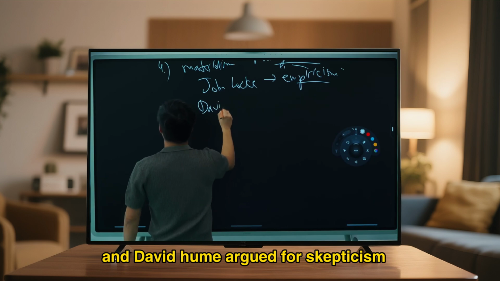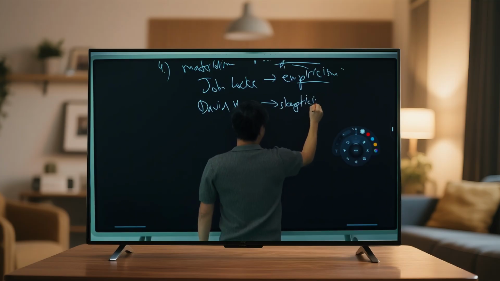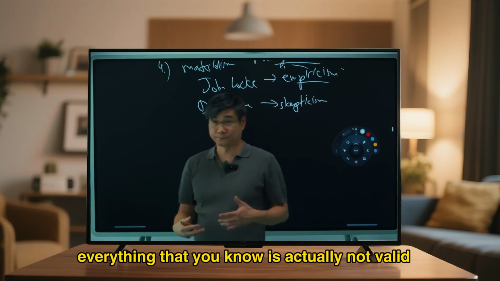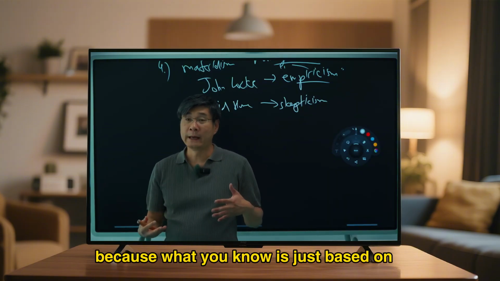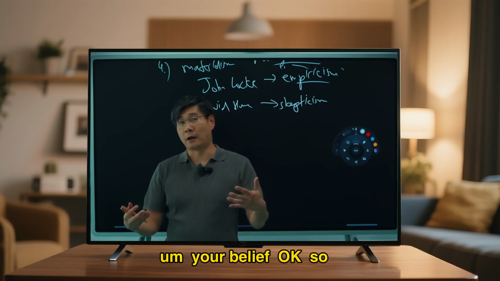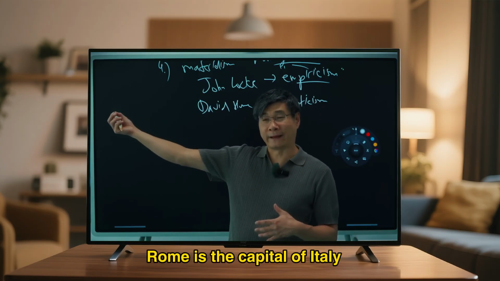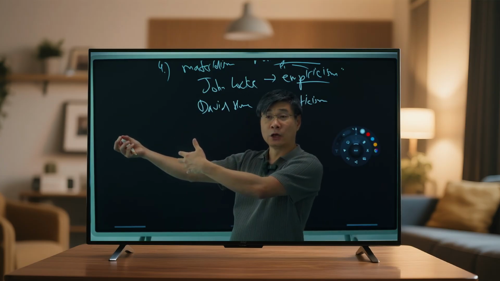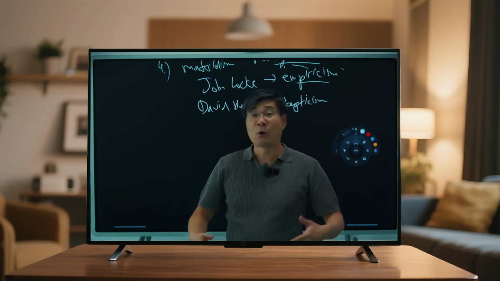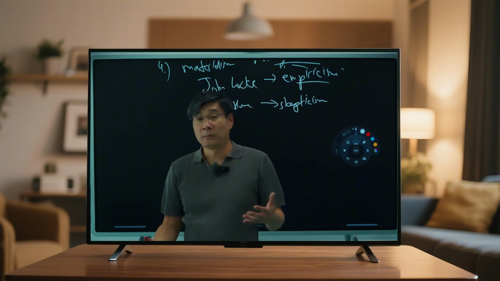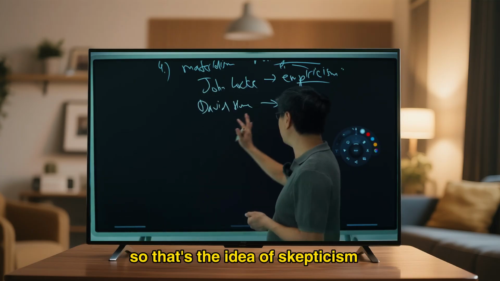And David Hume argued for skepticism. And skepticism just says that everything that you know is actually not valid, because what you know is just based on your belief, okay? So Rome is the capital of Italy. Have you been to Rome? Probably not, okay? So where do you learn this? You learn this in school by memorizing this fact. So basically, we should be skeptical of everything we know, because most of the stuff we know is either custom or habit, okay? So that's the idea of skepticism.